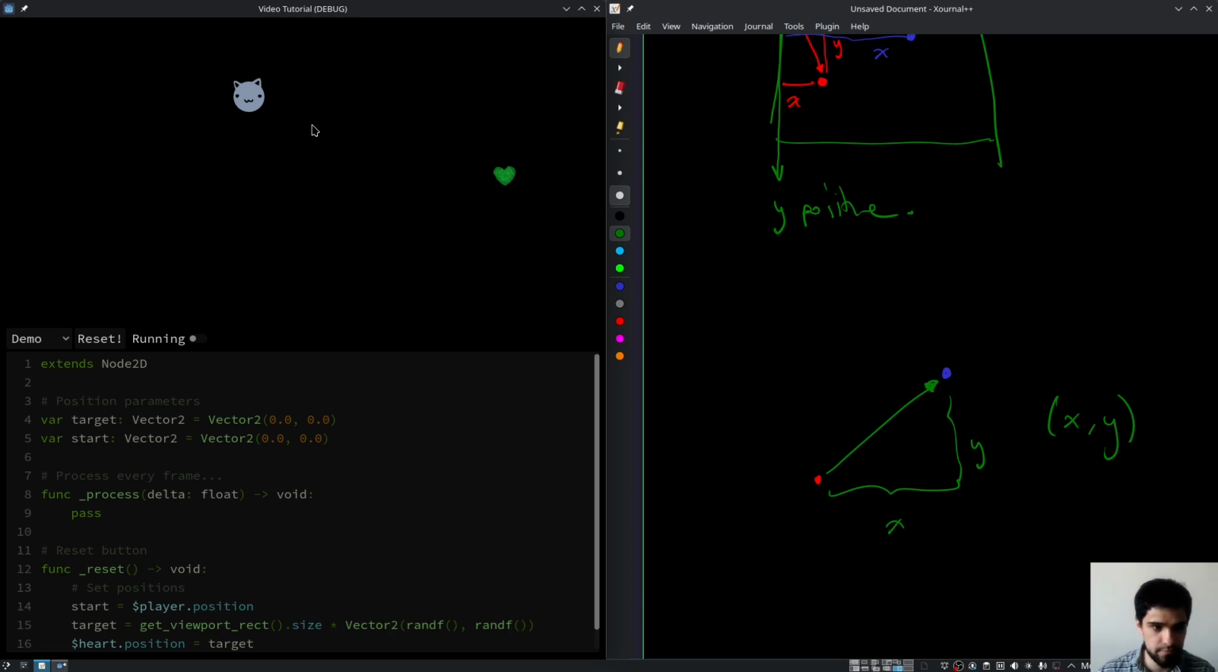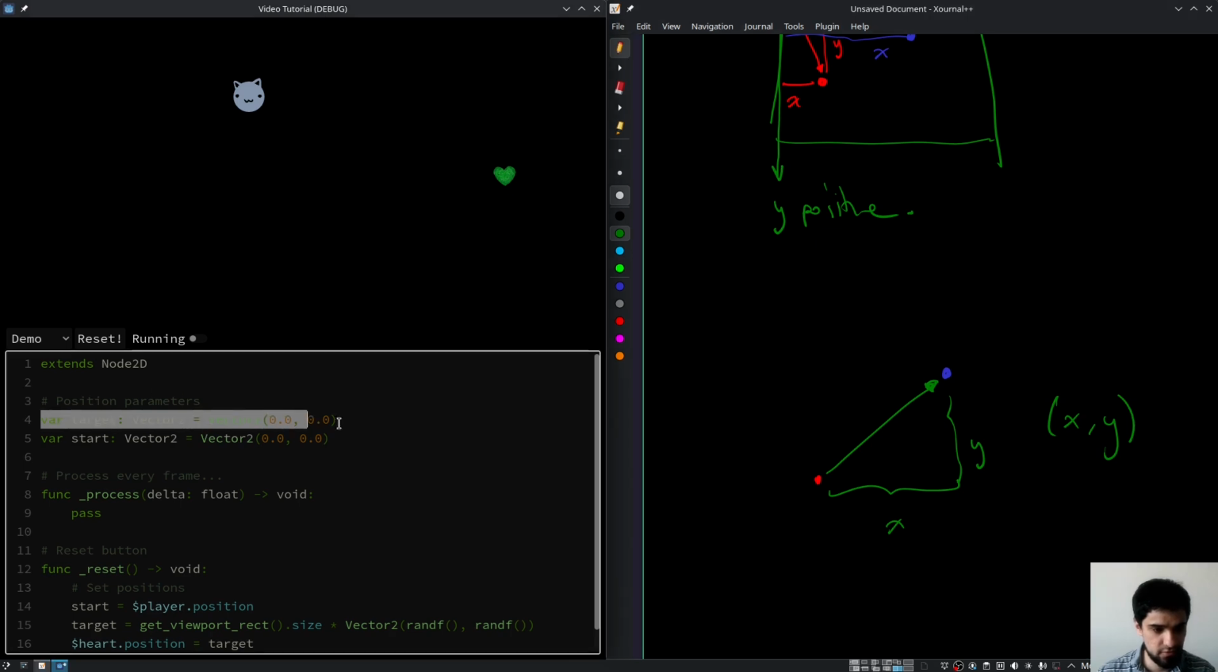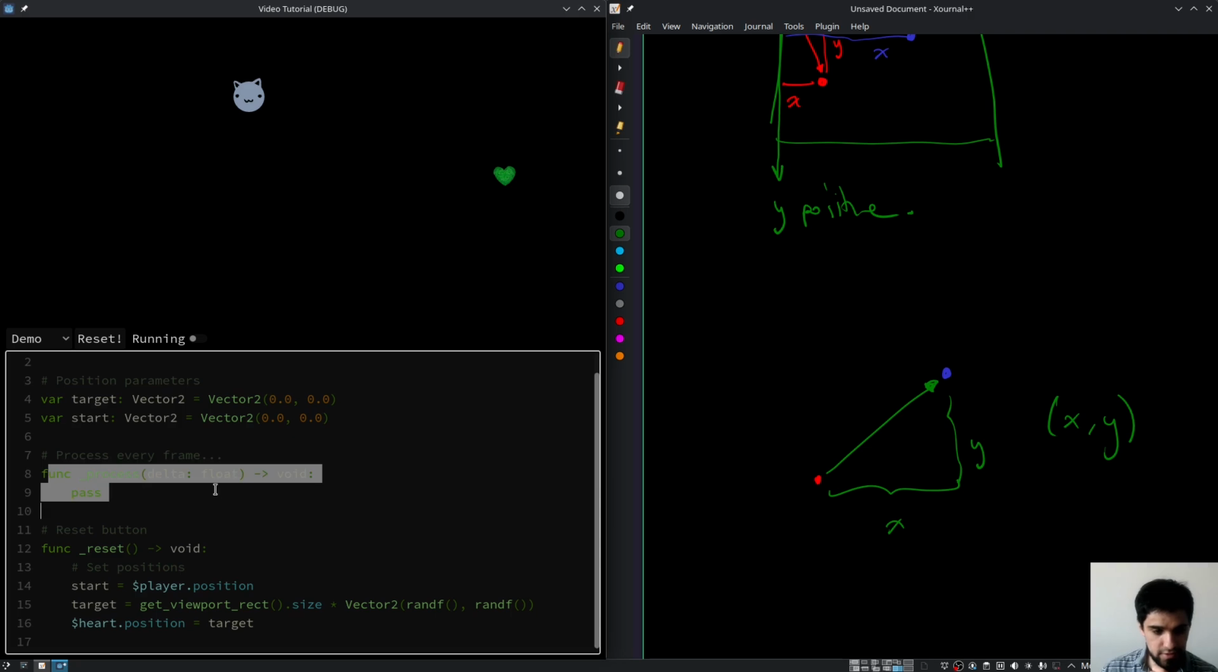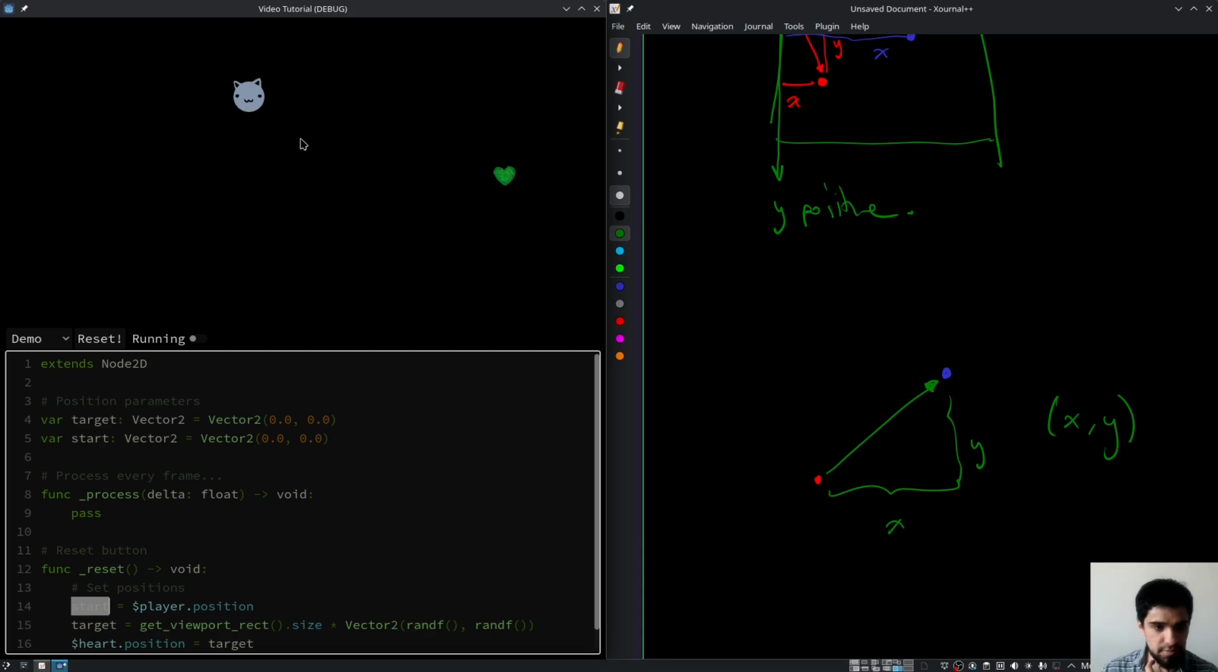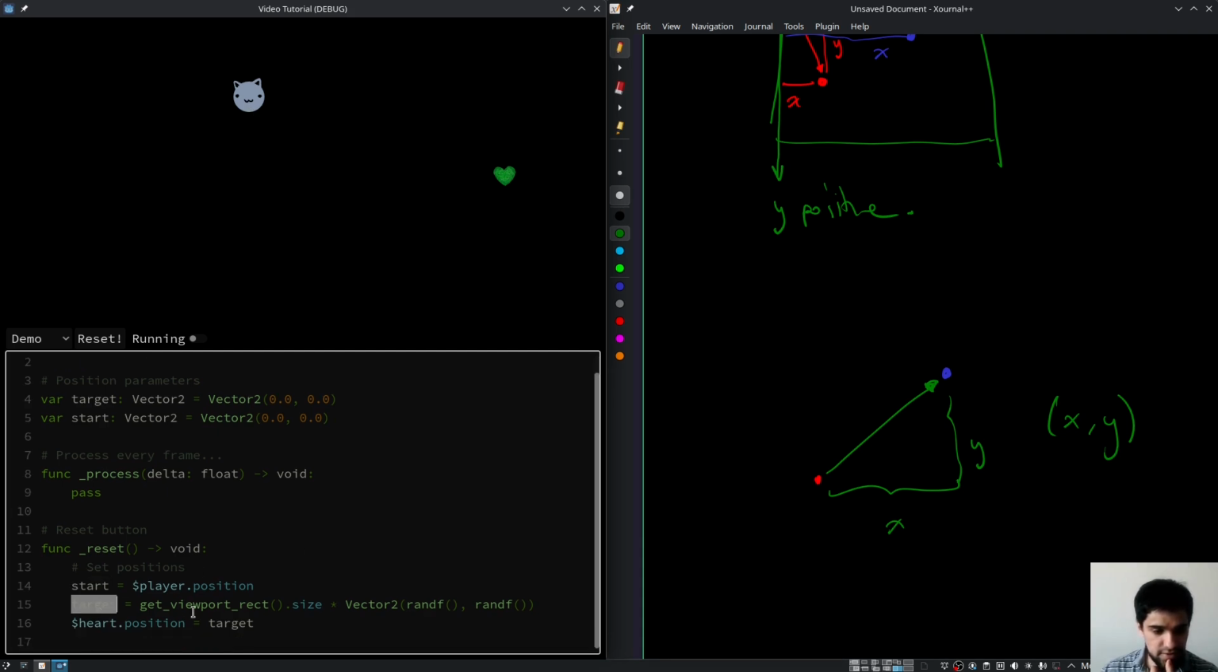Here I have a little demo, and I have 2 vectors: the target and the start, both of which are set to 0 at the beginning. We're not doing anything in process. Process is things that happen every frame. We'll be using Godot, but this is applicable to Unity, Unreal Engine, and a lot of other programming languages. What's happening is that we have a reset button, and this reset button is setting the start vector to the player's position. The player is this little cat. And the target is set to a random vector, and then the heart's position is set to the target.